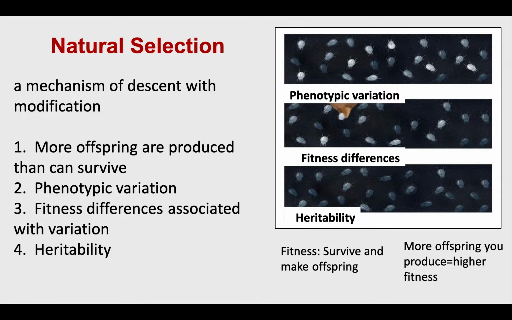Finally, we have to have heritability. So we can't just have these traits. We have to be able to pass these traits down to our offspring. And we see that again with these 3 different successive generations.